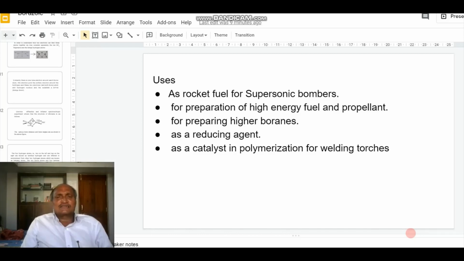Coming to the last topic on diborane, that is its uses. Diborane is used as a rocket fuel for supersonic bombers. It is used for the preparation of higher energy fuels and propellants, and for preparing higher boranes. Diborane is also used as a reducing agent, and also as a catalyst in polymerization and for welding torches. Thank you.